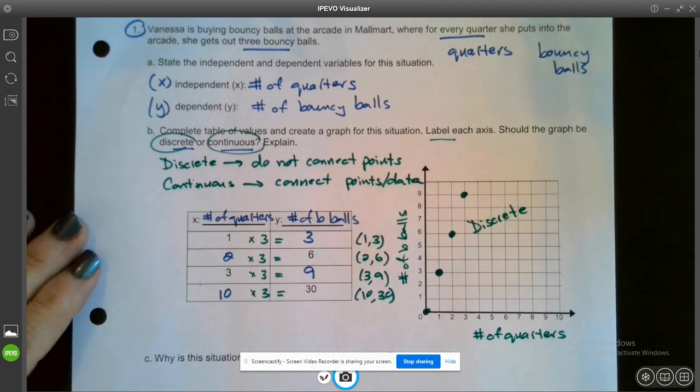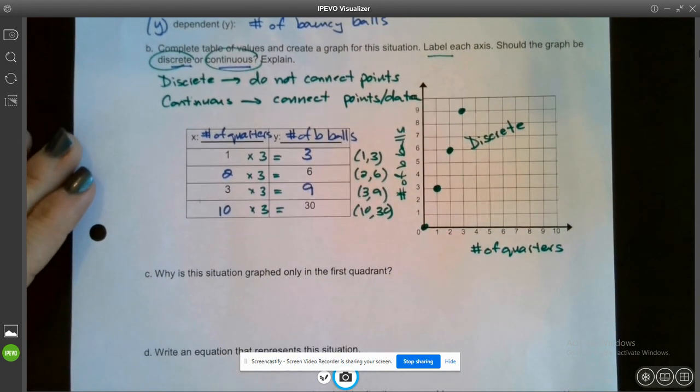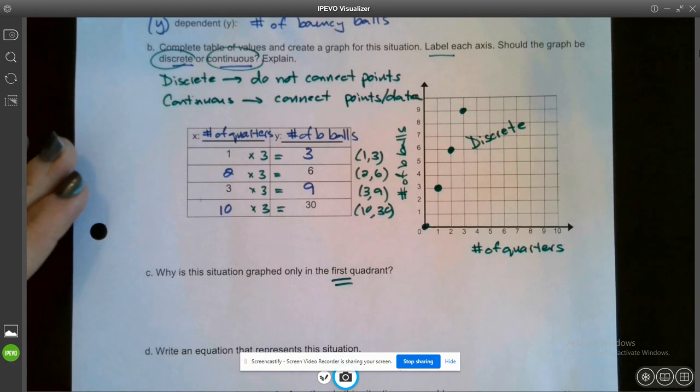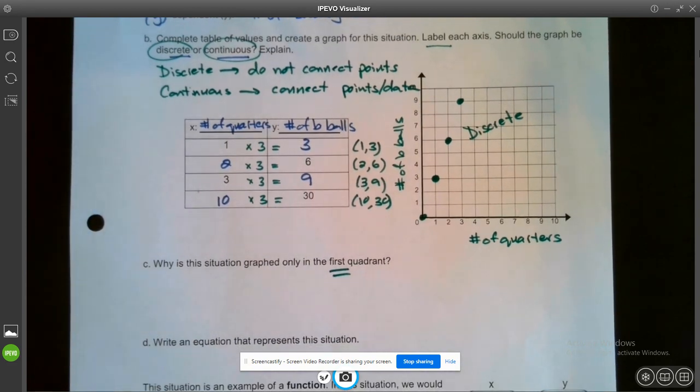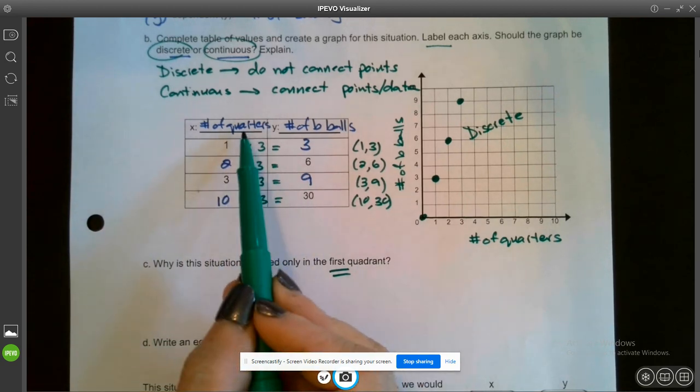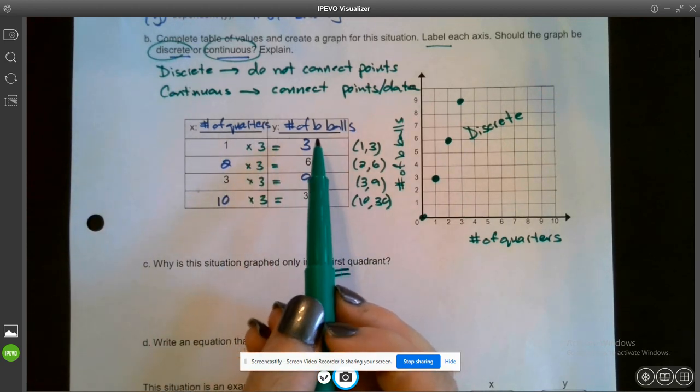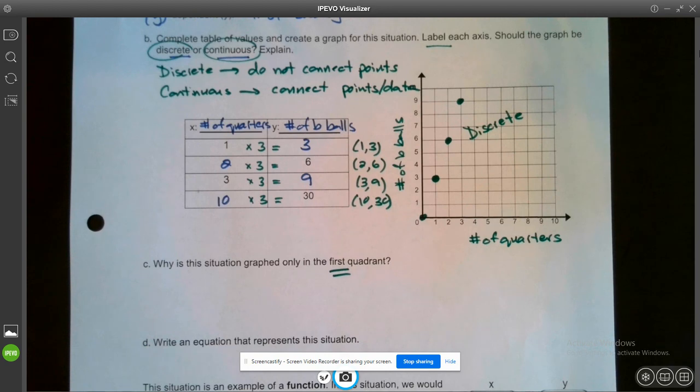So let's move this up for part C. Why is this situation only graphed in the first quadrant? Why would it only be in the first quadrant? Look at the items that we're measuring. We're measuring money. We're measuring bouncy balls. Can either one of those be a negative value? No. They both are forced to be positive because that's the only thing that makes sense.